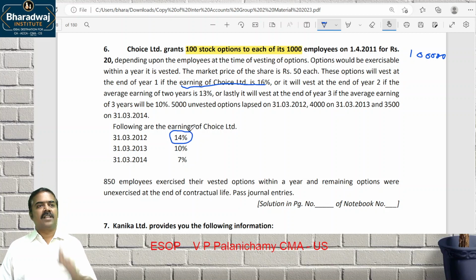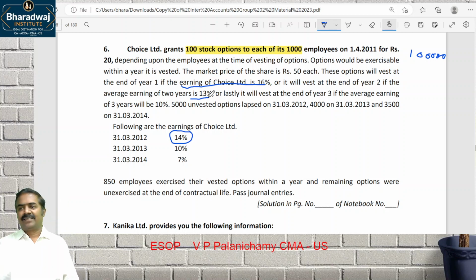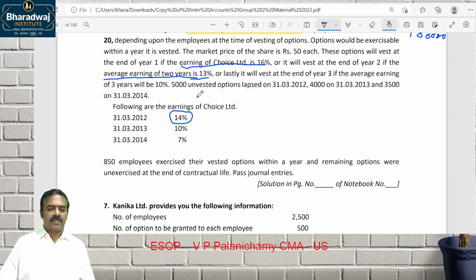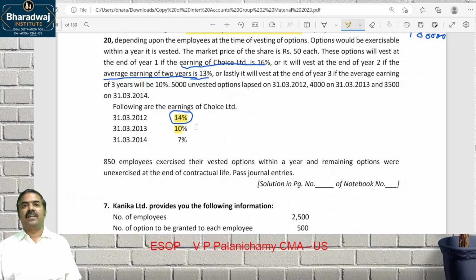Look at earnings, they are only 14%. So whether options are exercisable at the end of the first year? No. Or it will vest in the second year if the average profit is how much percentage? 13%. Now look at the average, 14 plus 10 by 2. By the end of the second year, 14 plus 10 by 2, it's only 12%. Is it current year or average earnings? Average earnings of the 2 years is how much? 13%. So 2012 and 13, look at the average, 14 plus 10 by 2. It will come to only how much percentage? 12%. So whether options are exercisable at the end of the second year?